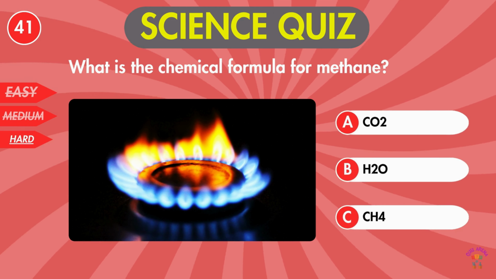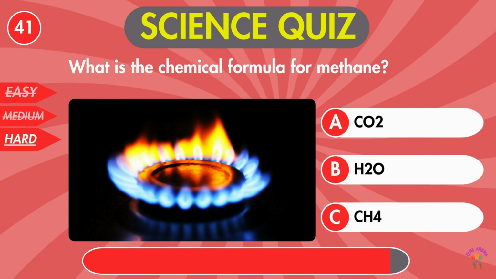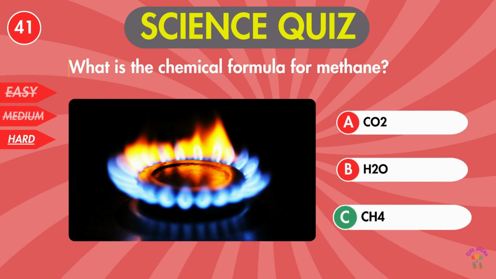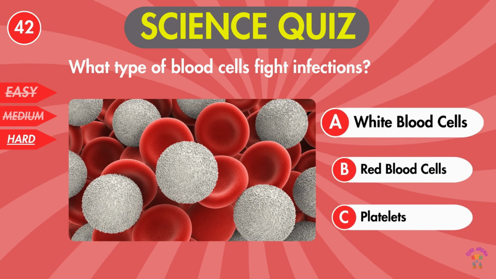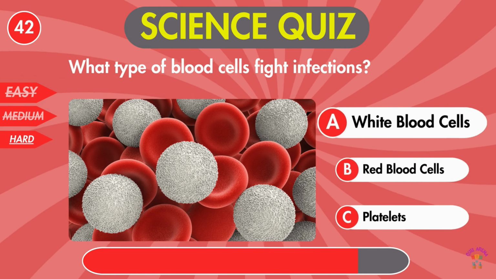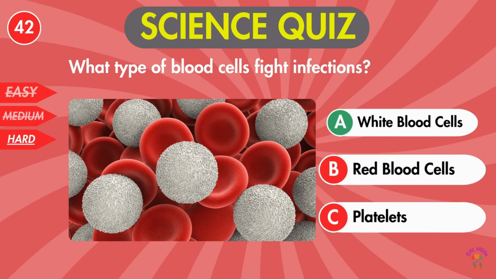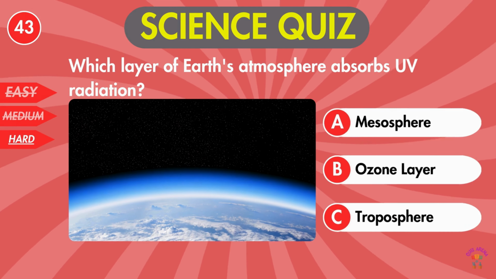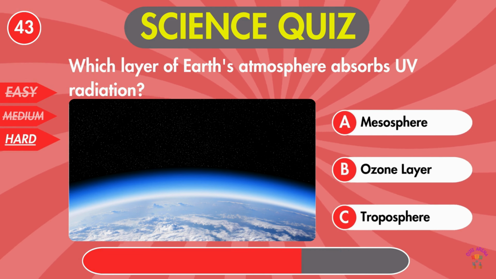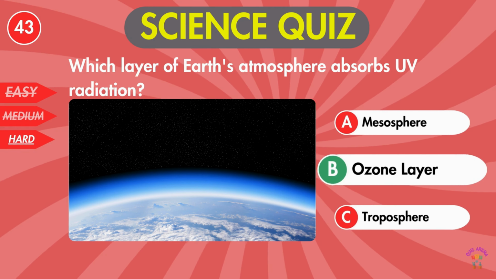What is the chemical formula for methane? CH4. What type of blood cells fight infections? White blood cells. Which layer of Earth's atmosphere absorbs UV radiation? Ozone layer.